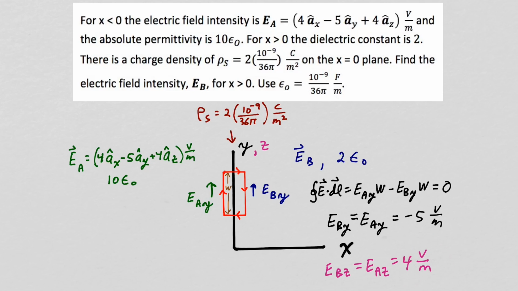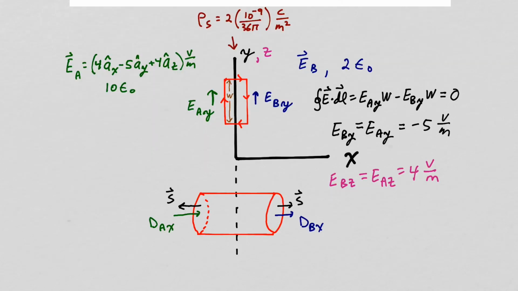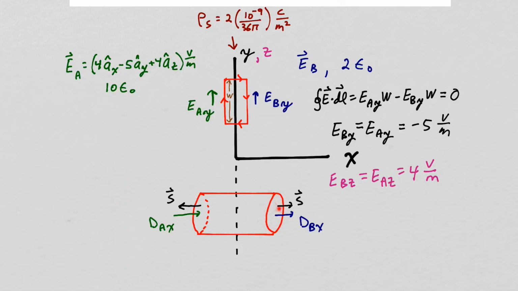To get our final component, the normal component, the component in the x direction, we will use Gauss's law. Here is our Gaussian surface. The normal component to this surface is the x component of the electric flux density field in material B, and the normal component to this surface is the x component of the electric flux density field in material A. The surface vectors on the right and left side have the same magnitude but are pointing in opposite directions.